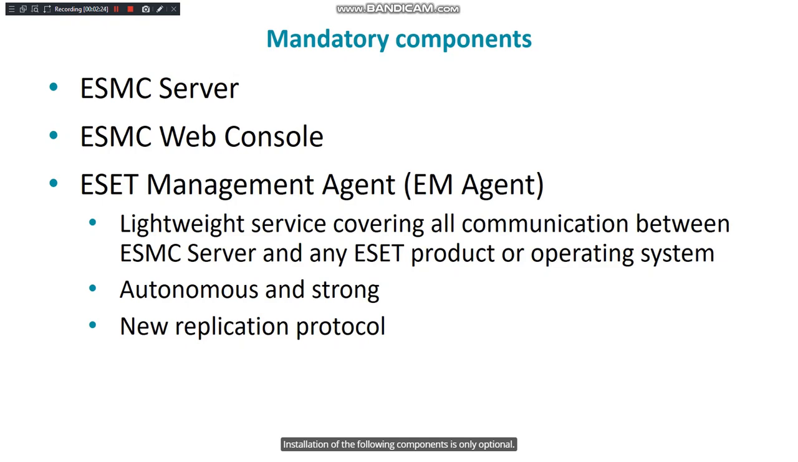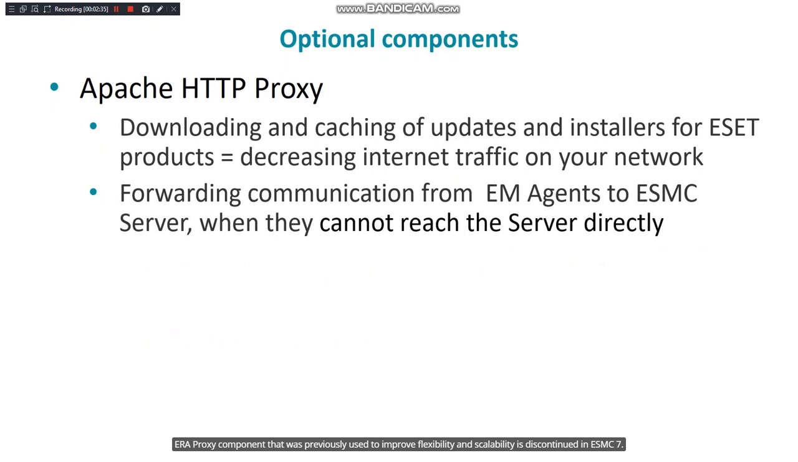Installation of the following components is only optional. However, we recommend that you install them for best performance of the application. ERA proxy component that was previously used to improve flexibility and scalability is discontinued in ESMC 7. ESMC 7 uses a customized version of Apache HTTP proxy as the proxy component. It's able to download and cache product updates, activation tasks, installers and other asset data and effectively decrease internet traffic in your network. Apache HTTP proxy has to be correctly configured to forward communication from EM agents to ESMC server. The proxy does not cache or open the communication.